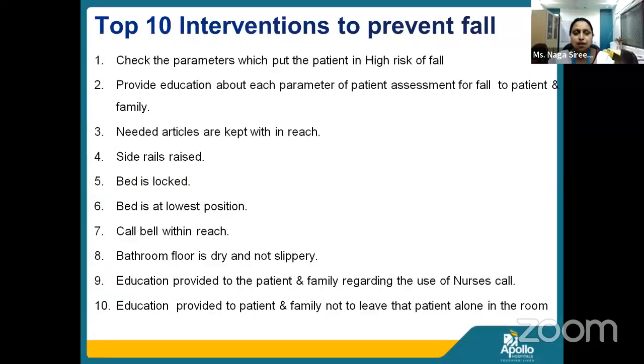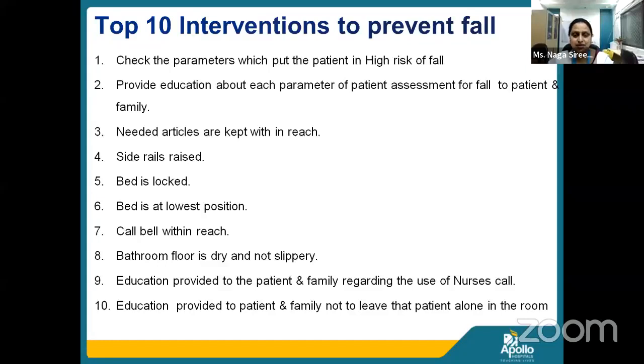What are the top 10 interventions which are very, very important? Check the parameters which put the patient at high risk of fall. Like what I said, slippery floor, washroom with no grab bars, no proper lighting, slippery footstools, and when they're getting up, sometimes they don't have anything to hold. These are the parameters that we need to check where the patient is at high risk of fall, and provide education.